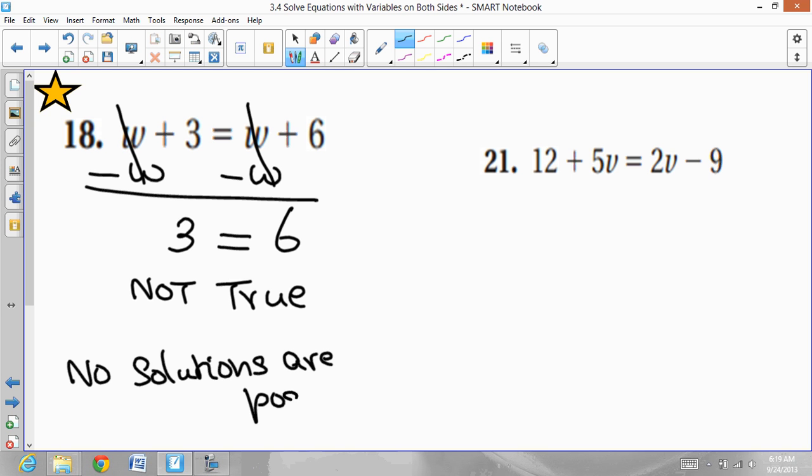Which basically means if you take any value for W, for example, if we take W to be 2, 2 plus 3 gives you a 5, and 2 plus 6 gives you an 8, and they are not going to be equal. So no value for W will make this equation come true.